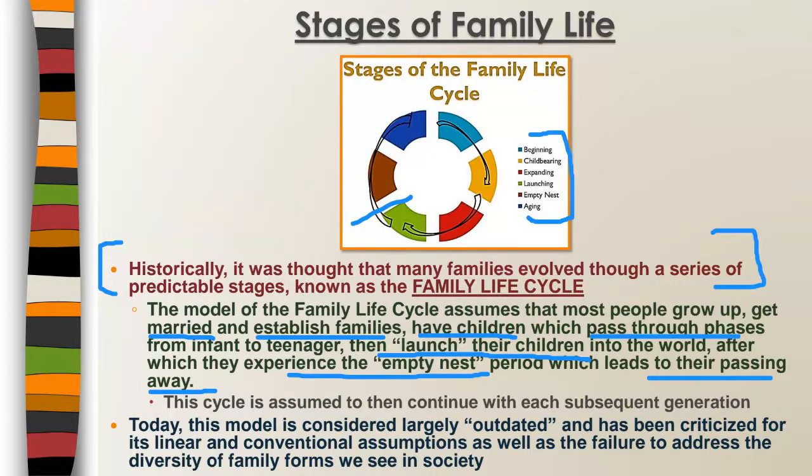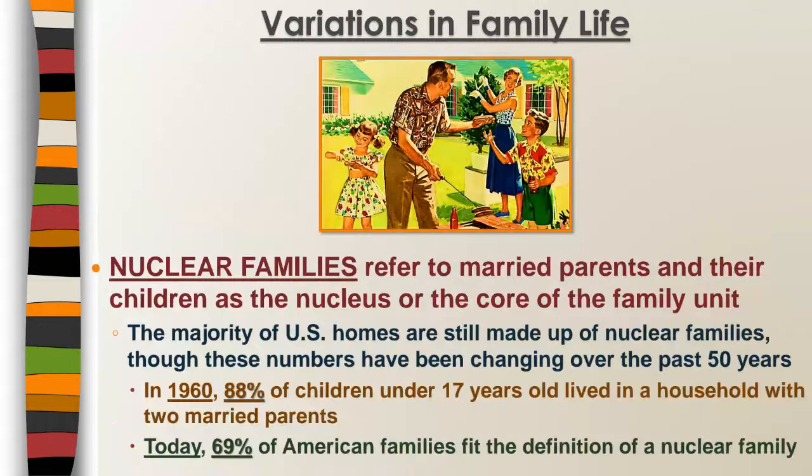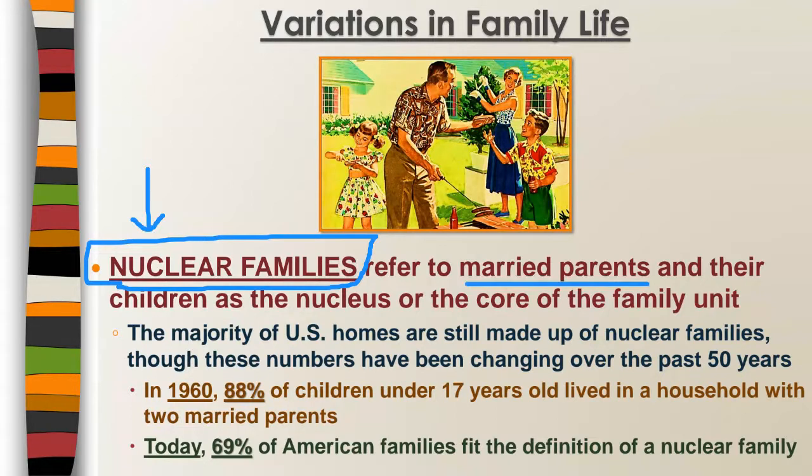So lots of different variations that don't necessarily line up with this linear family life cycle. Now, traditionally, this concept of a nuclear family was always kind of presented to us as U.S. citizens throughout the 20th century and before as kind of the norm for a family unit. So if you ever hear the word nuclear family, it refers to married parents, usually heterosexual, or presented as such, and their children as kind of the nucleus, the core of the family unit.